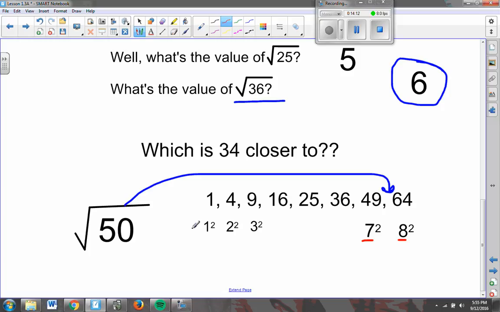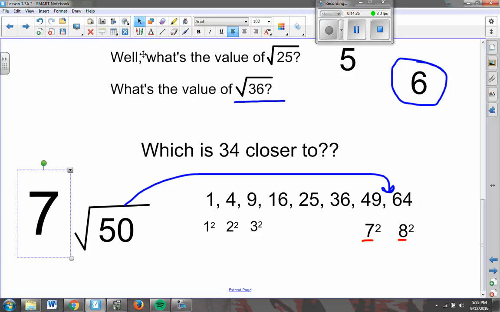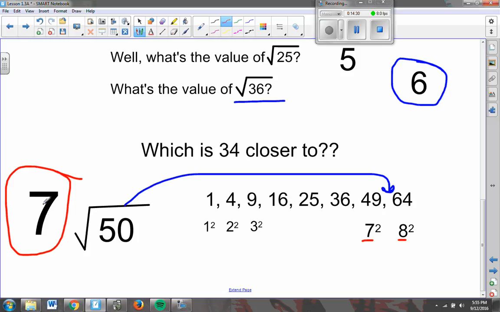Obviously 50 is much, much closer to 49 than it is to 64. It's only 1 away from 49. So that means the square root of 50 is going to be very, very close to 7. So the estimate that we would have for the square root of 50 is 7.